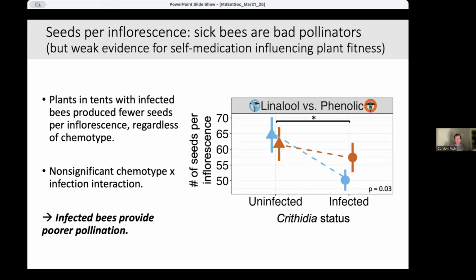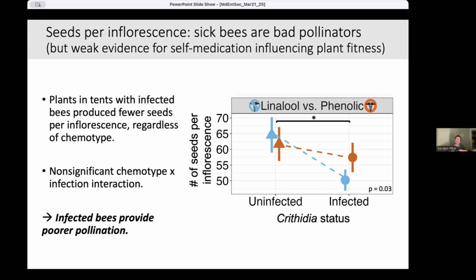And this time, the results did seem to be, well, at least more interesting. So here I'm showing you how many seeds each flower had produced. And here again, there's maybe a hint of those medicinal plants in orange producing more seeds relative to the non-medicinal plants when they're infected. But even more, we see this big drop in the number of seeds that are produced. So again, it seems like sick bees are not so good at pollination.